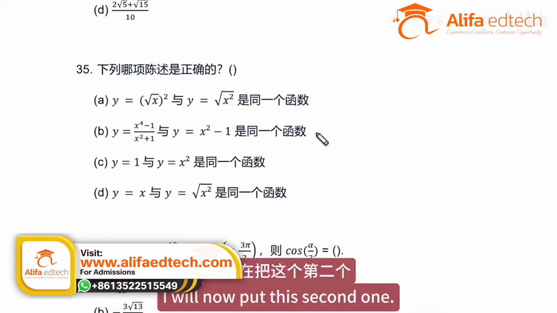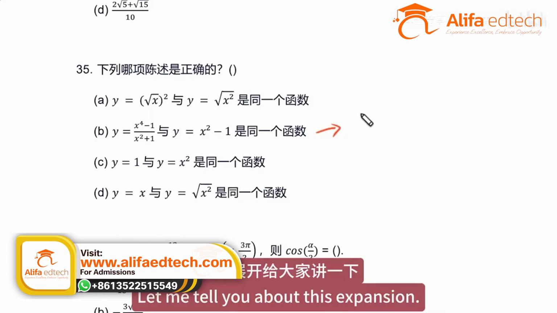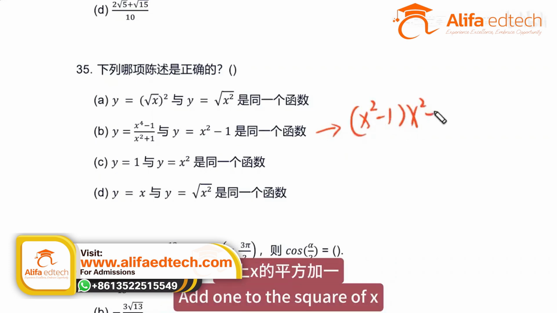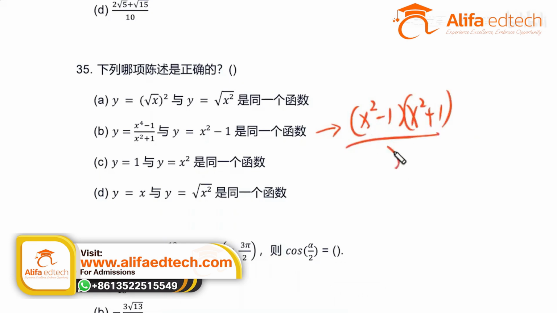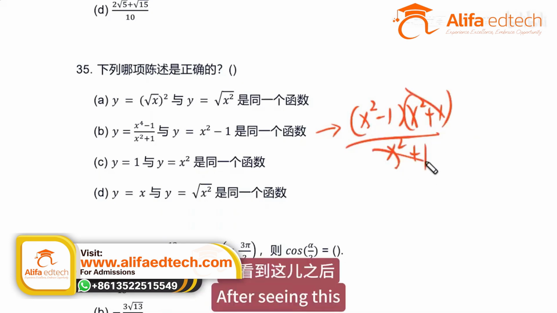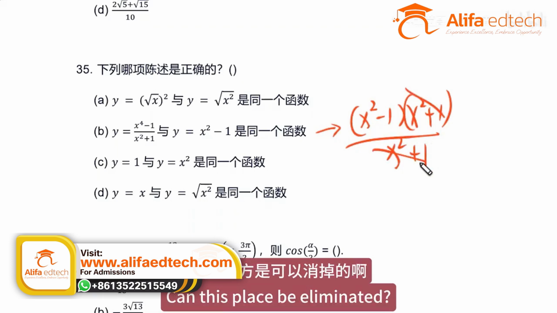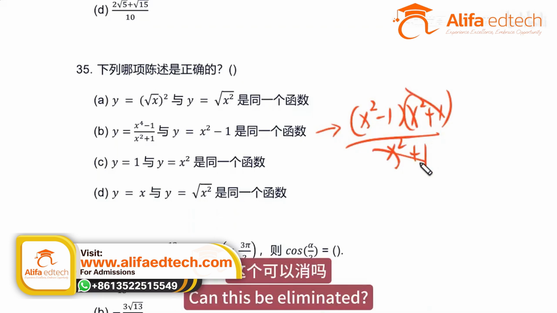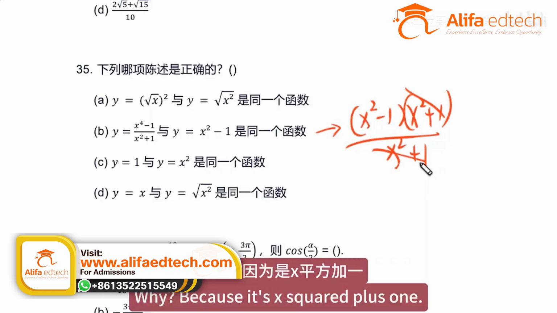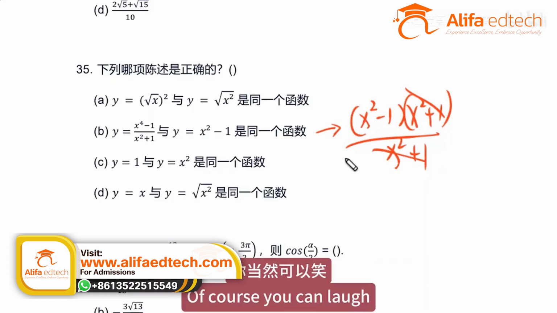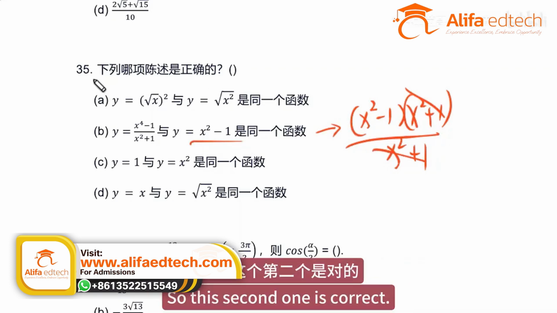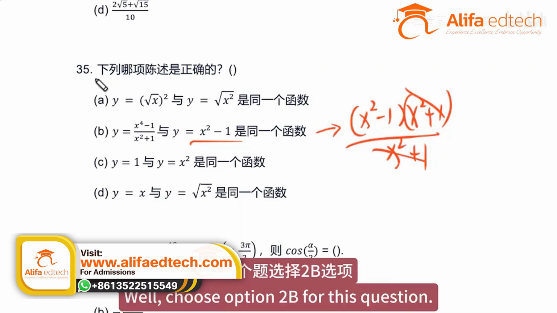Now I'll explain the expansion of the second one for everyone. That is x squared minus 1 over x squared plus 1 over x squared plus 1. Now, when we see this, we know that this part can be cancelled out. When we cancel this, some students might ask, teacher, can we really cancel this? Let me tell you, yes, you can. Why? Because it's x squared plus 1, which is a positive number, so of course you can cancel it. So the two are the same, right? So the second one is correct. For this question, choose option B.